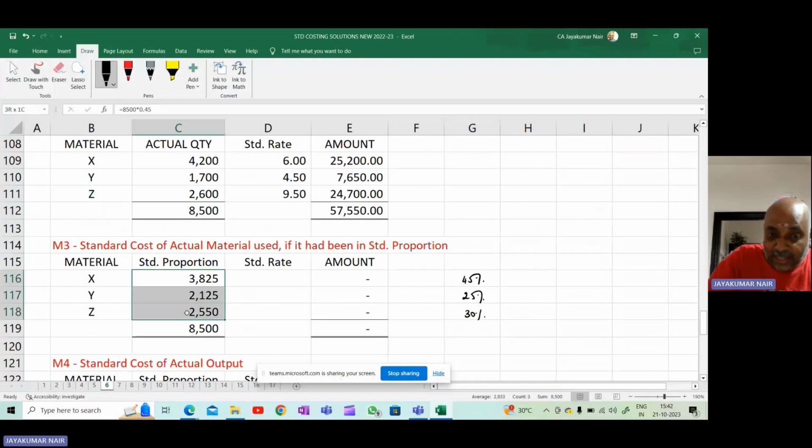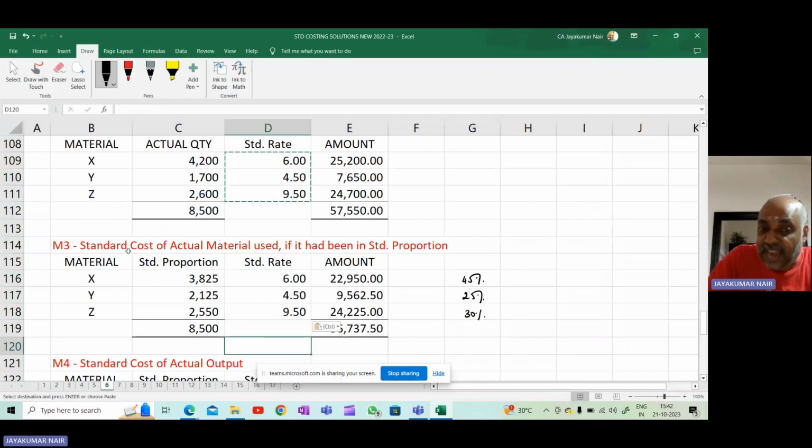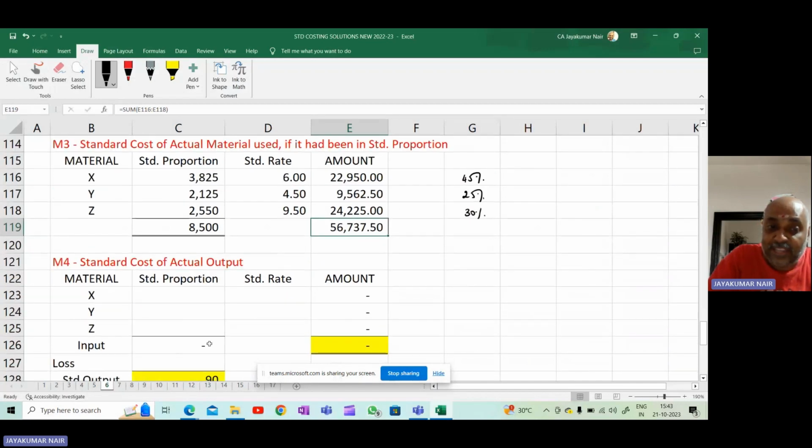So the standard mix into the standard rate will give you the standard cost of actual material used. Standard cost of actual material used if it had been in standard proportion. Had you adhered to the standard mix, your cost would have been 56,737.50.